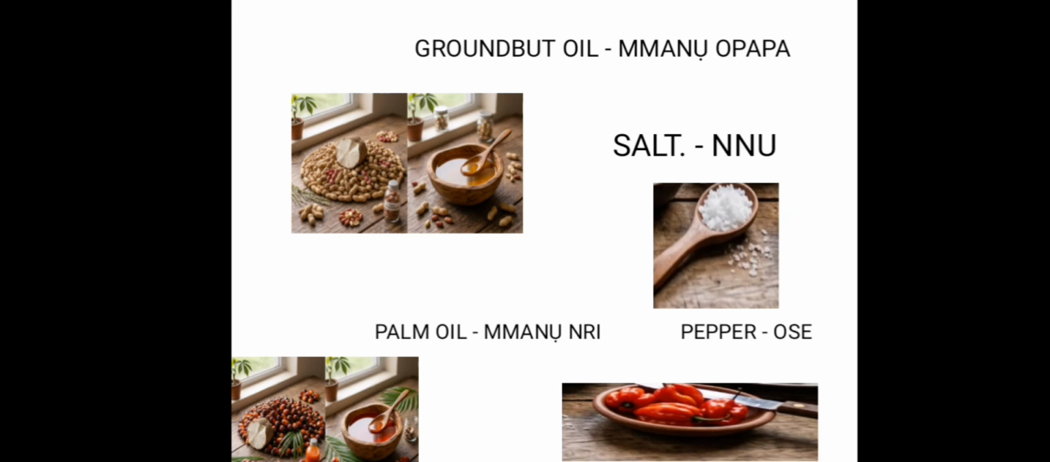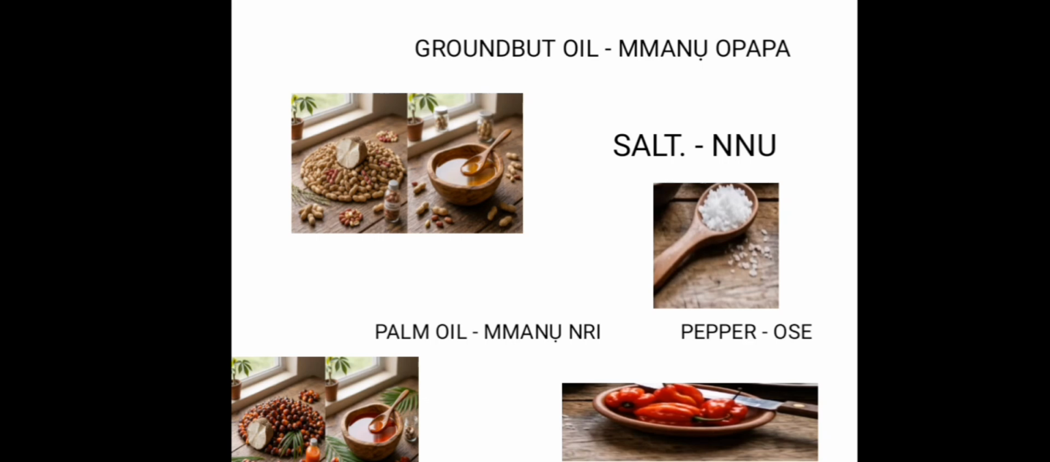Okay, so now we are moving over to condiments or ingredients we can use to make a typical Nigerian meal. The first one is pepper. Pepper is called ose in Igbo. Say it. Ose. Good job. Now the next one is salt. Salt in Igbo is called nnu.